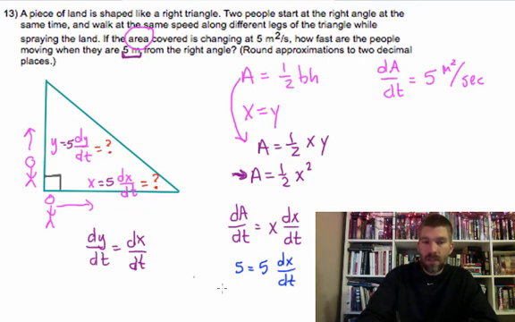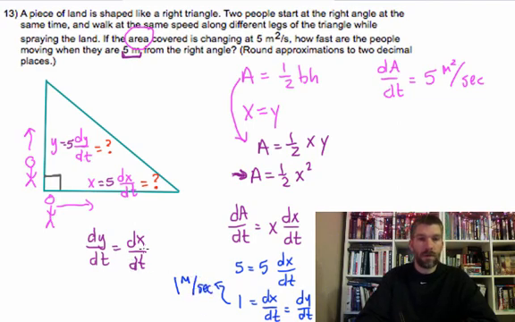So just divide both sides by 5, and you end up with 1 equals dx dt, which also equals dy dt. So what's the rate of change for this guy? Well, when you take meters squared per second and you divide by a meter, you're going to end up with 1 meter per second. So there you go.